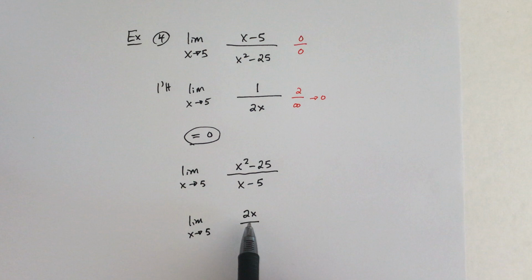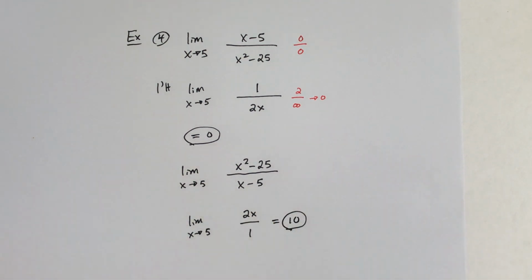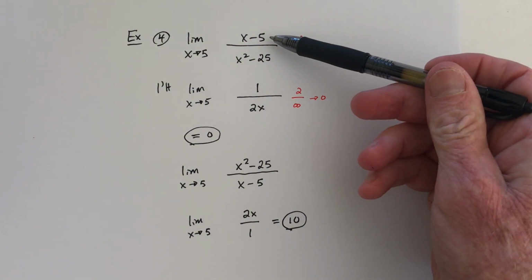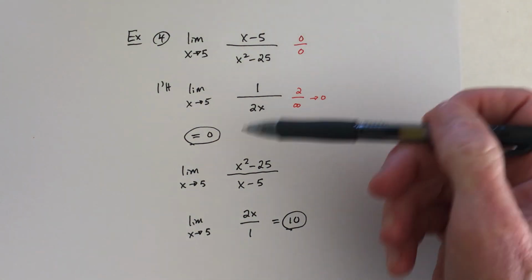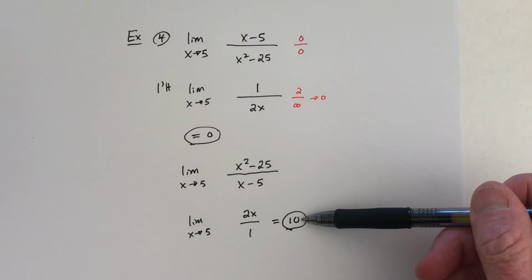And then when you substitute the 5, it gives us a 10. So the order of what's on top and on bottom definitely does change the answer. Sometimes you can get a 0, sometimes you can just get a nice number like 10.